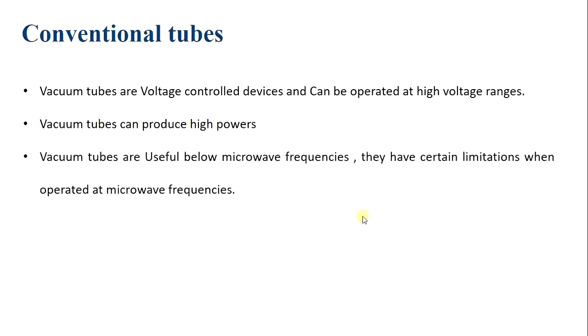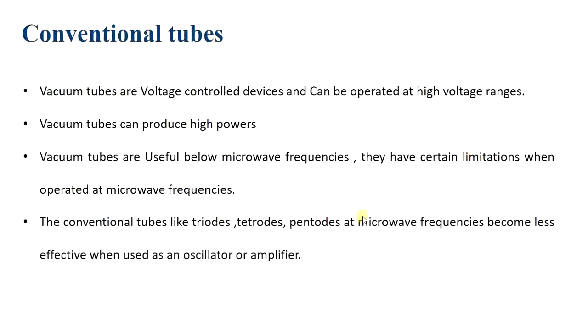Vacuum tubes are useful below microwave frequency. They have certain limitations when operated at microwave frequencies. The conventional tubes like triodes, tetrodes, pentodes at microwave frequency become less effective when used as an oscillator or an amplifier. So we will see the limitations of conventional tubes at microwave frequencies.